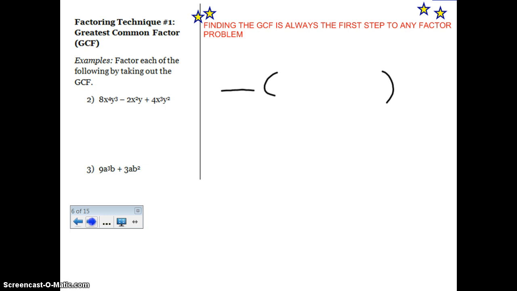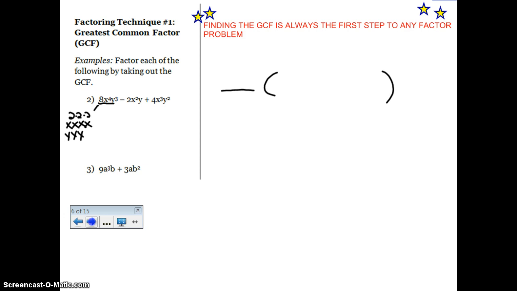You can use prime factorization to break down each of these numbers, 8, 2, and 4. I'm going to break down the 8. That becomes 2 times 2 times 2. Okay? X to the fourth, we're on this term right now. X to the fourth can be expanded as x, x, x, x. And y cubed can be expanded as y, y, y.